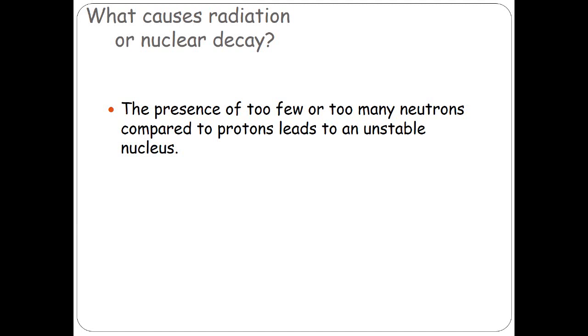It will become unstable. So atoms are kind of like Goldilocks. They don't want to be too big or too small. They don't want to have too many neutrons or too few. They want to have just the right amount in order to be stable. If they're unstable, then they will decay, which we'll talk about today.